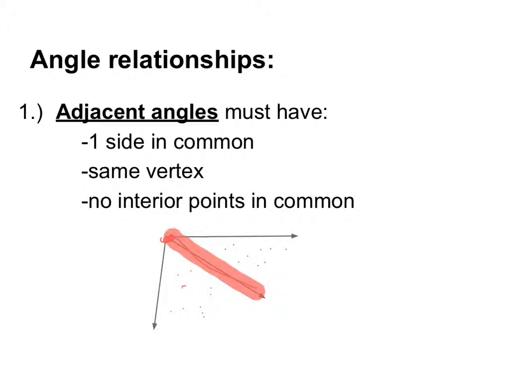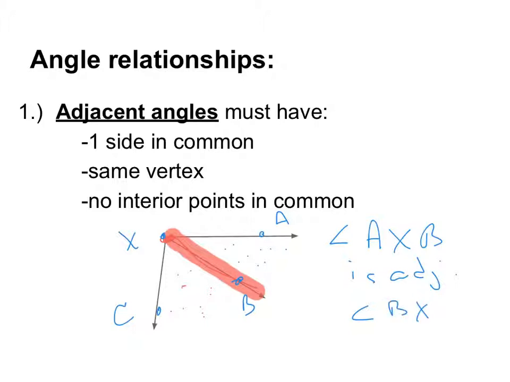So we have two angles. If I were to put some letters on here, let's call this A, let's call this B, let's call this C, let's call this X. So angle AXB is adjacent to angle BXC. So notice these are the two angles that are not overlapping. They're just adjacent. They're side by side, sharing a side, in fact.